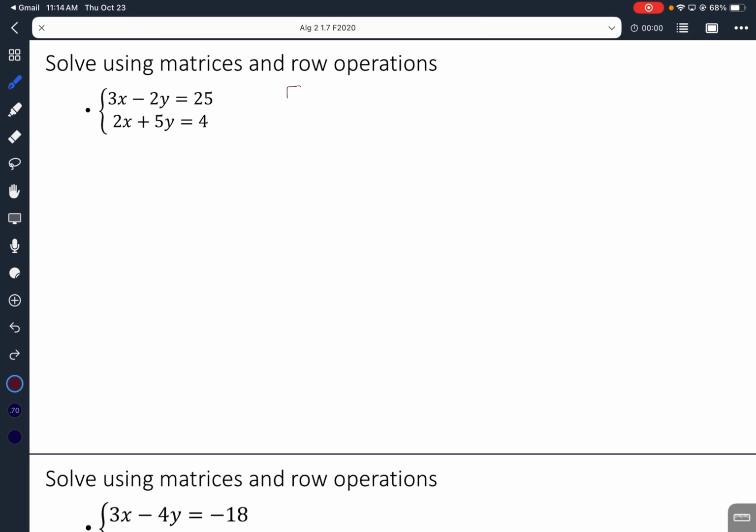So on our thing, are we supposed to go down? Yes, you are to go down. If I did go to the side on the other problems. Do not do that ever again.